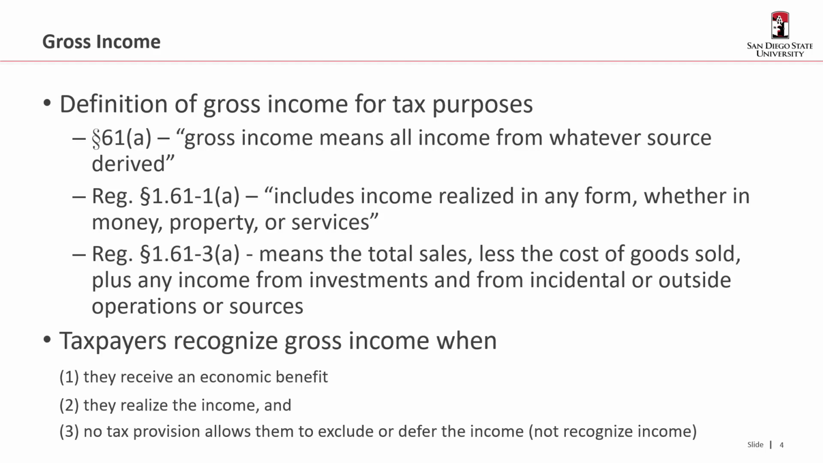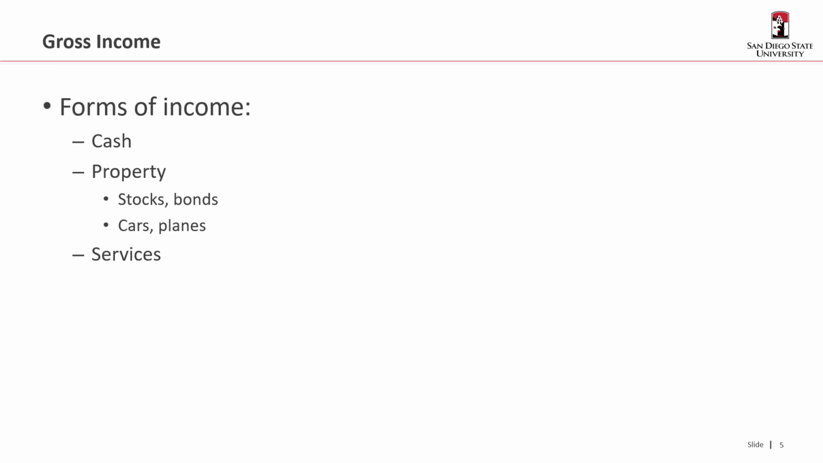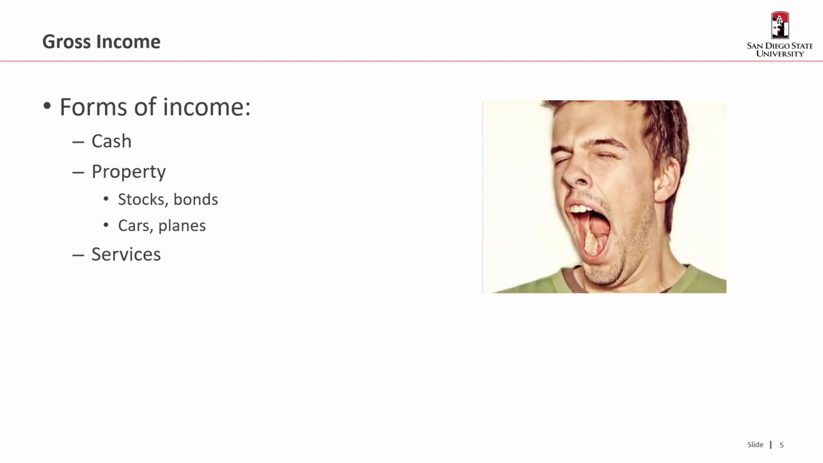So taxpayers recognize gross income when they receive an economic benefit, they realize the income, and there's no provision that allows them to exclude or defer the income. So what forms can income take? Well, it can, of course, take cash. We always like it when we're paid in cash, but it could be property. You could be paid in stocks or bonds. Someone could give you a car or a plane. And when I say give, I don't mean as in gift to you. Or someone could provide services to you. All of those things can represent income.